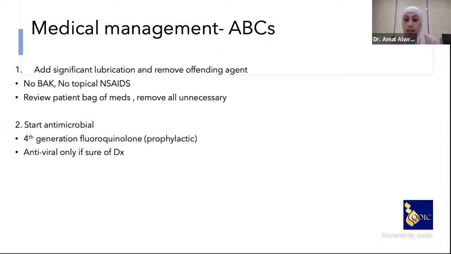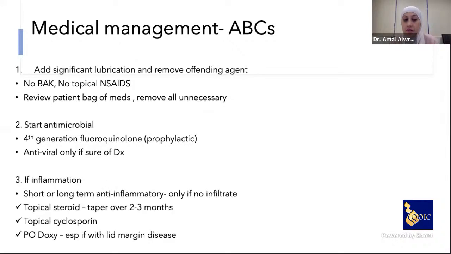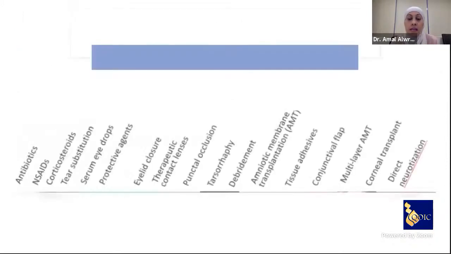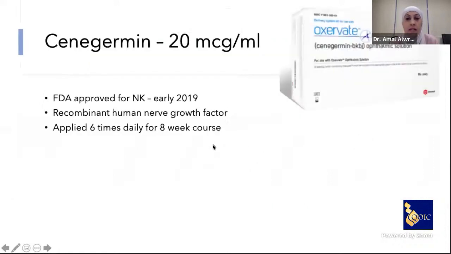Start the antimicrobial as a prophylactic. And if there is a degree of inflammation, we can add topical steroids. We can add topical cyclosporine or doxycycline. So the treatment array is long and starts from the conservative measures and ends with the corneal neurotization.